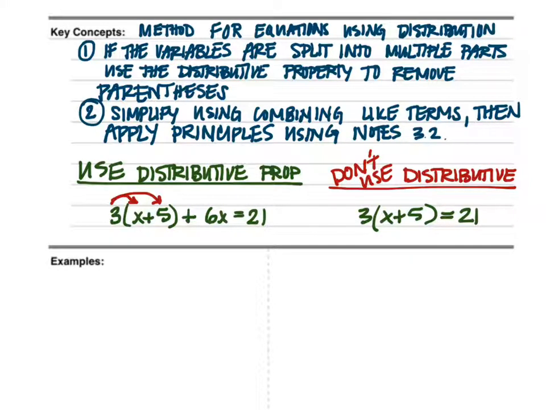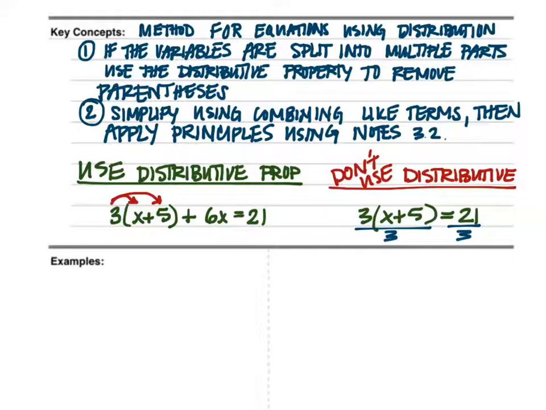When I take a look at this situation, when I don't want to distribute, I notice that, hey, if I just got rid of the 3 times the quantity, if I undid the 3, I could then have the x plus 5 and work from there. So this might be a better situation in which I simply divide by 3 on each side, and I would end up with x plus 5 is equal to 7. A much simpler process rather than distributing and getting to the same point a few steps later.